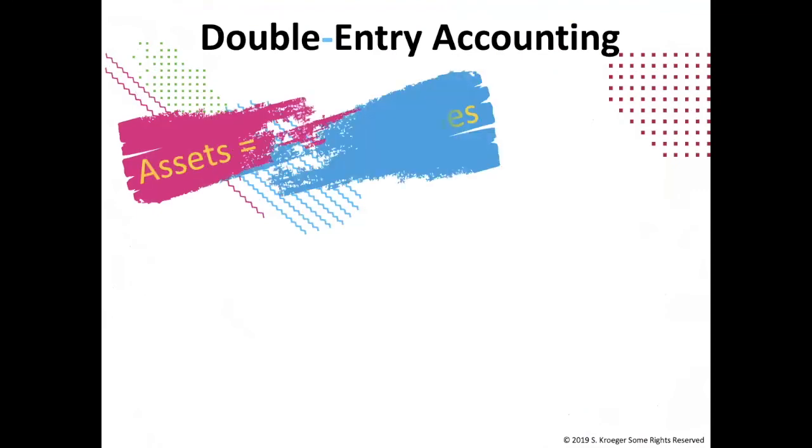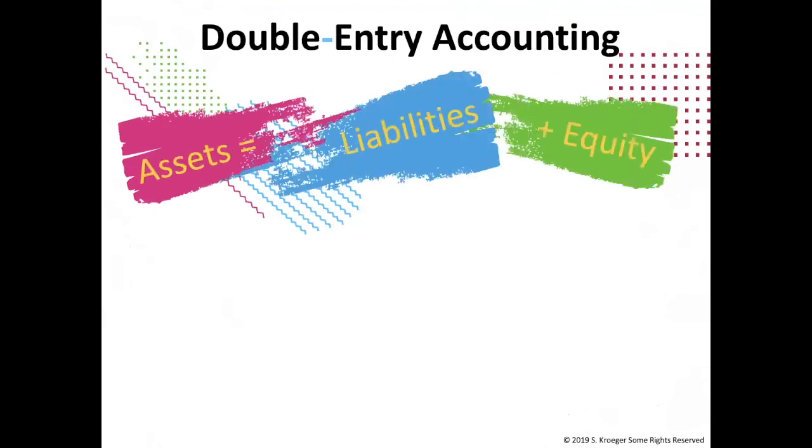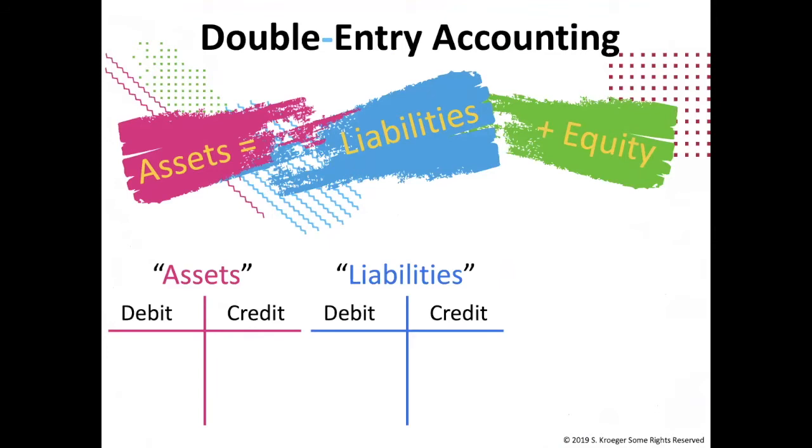Here we have the accounting equation, assets equals liabilities plus equity. I also have three separate T accounts representing these three categories. Normally when we do a T account, we will have the account name listed above it, not the category name, but this is just a representation on how debits and credits work for each of these different types.